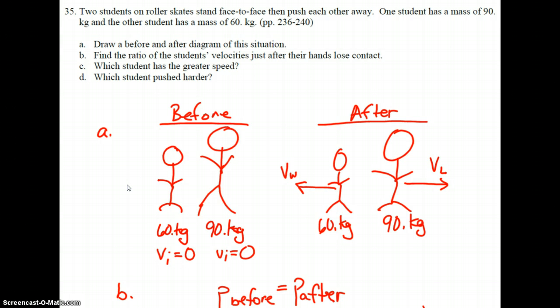All right, we start with the before diagram here. I'm going to put the less massive student on the left and the more massive student on the right. Before they push each other, they're both at rest. Afterwards, the 60 kilogram student would move to the left, and the 90 kilogram student would move to the right. I've called the velocity of the left-hand, less massive student VW, and the velocity afterwards of the more massive student going to the right VL.